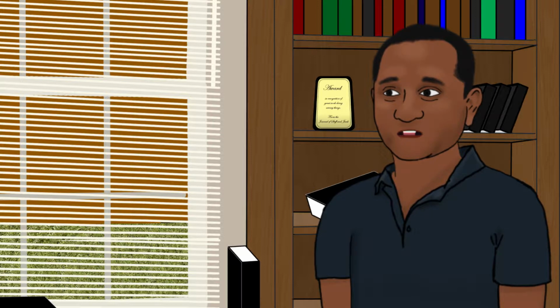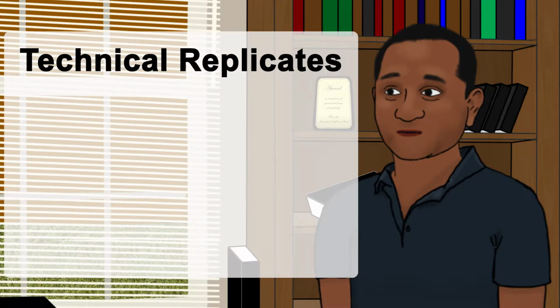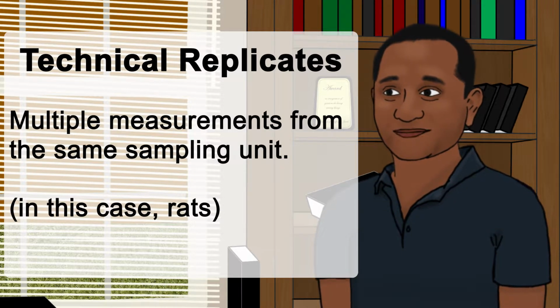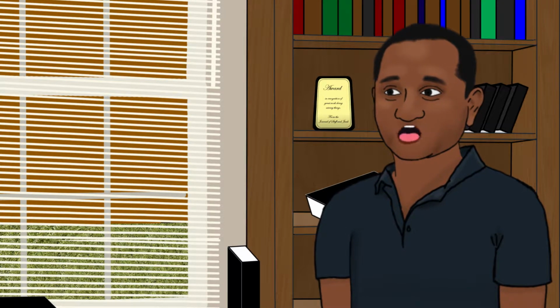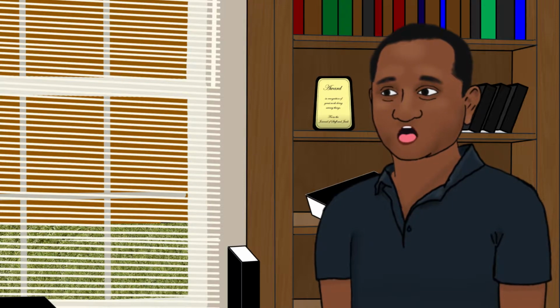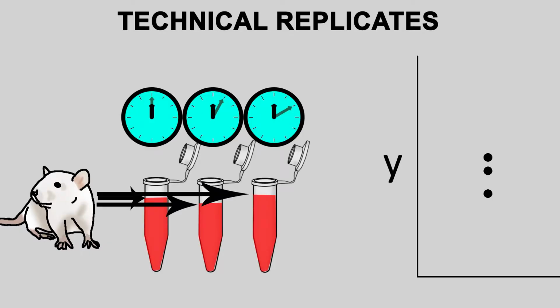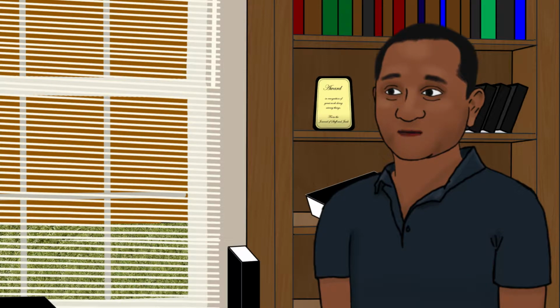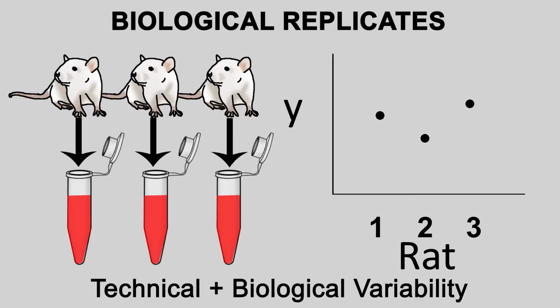Those 3 measurements generated from the same rat are really technical replicates. By technical replicates, we mean multiple measurements from the same sampling unit, in your case, rats. These technical replicates represent independent measures of error that can occur in an experiment. These errors can be associated with protocols, equipment, or any other technical or experimental error. On the other hand, biological replicates are independent measures of biologically distinct samples. In your case, a sample taken from each rat would represent a biologically distinct sample.